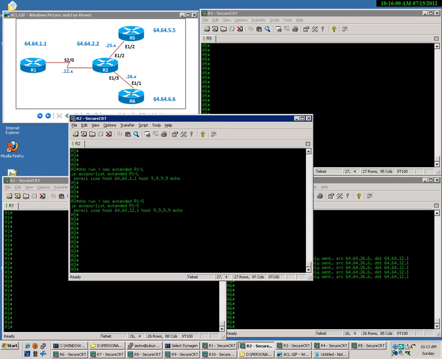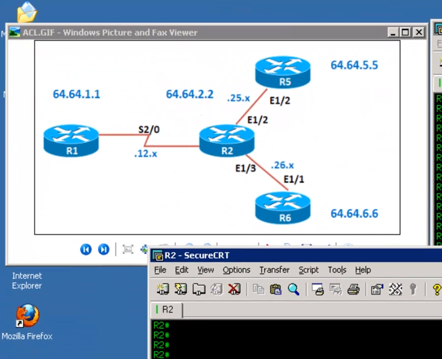In the next lab, I'm going to show you how to redirect traffic using access list. Remember, access list is not all about denying or permitting traffic. Here is how this lab is designed.